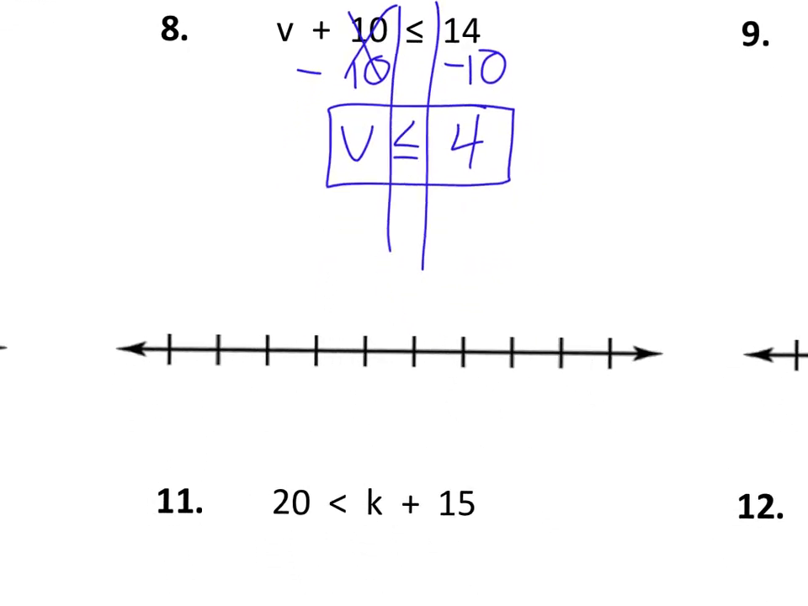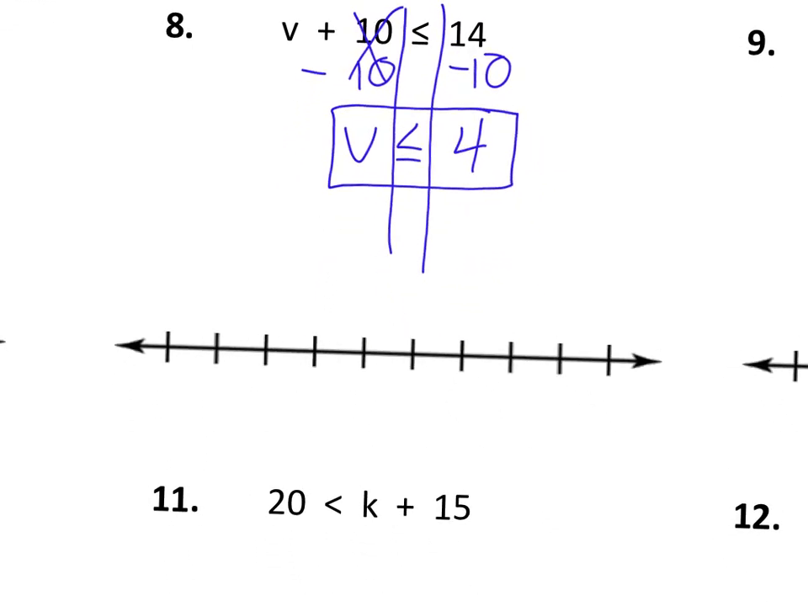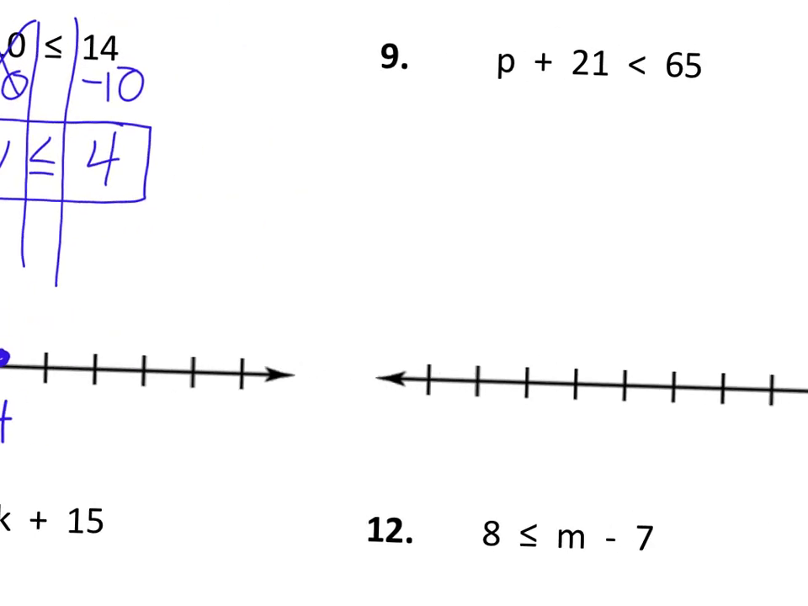And then we come down here and decide where 4 would be. I like to choose the middle. And it's a closed circle because it equals it. And the arrow goes this way. It's v is less than or equal to 4. So 3, 2, 1, 0, all of those would be solutions for that. Number 9.